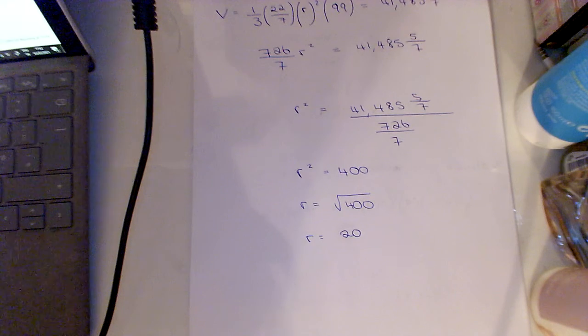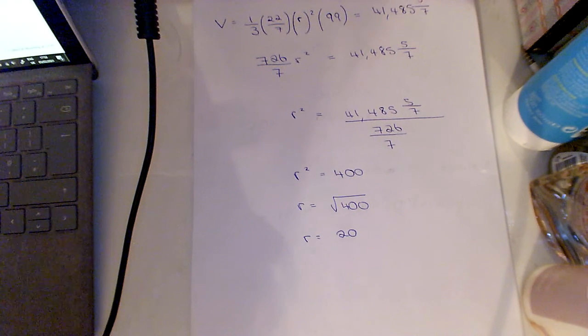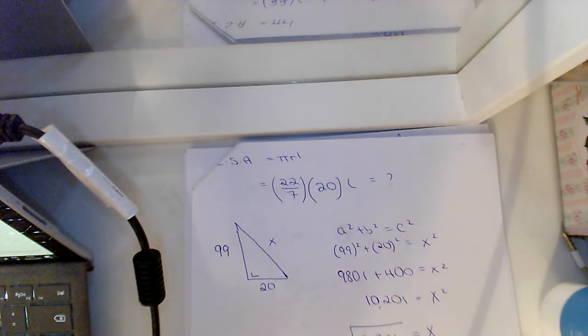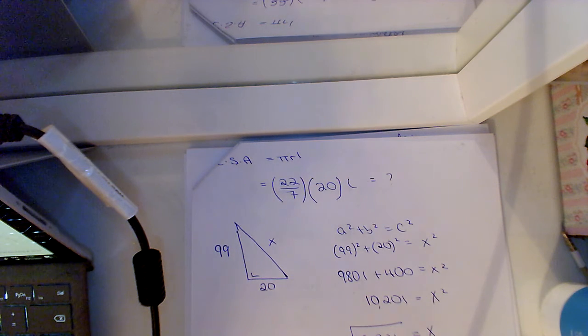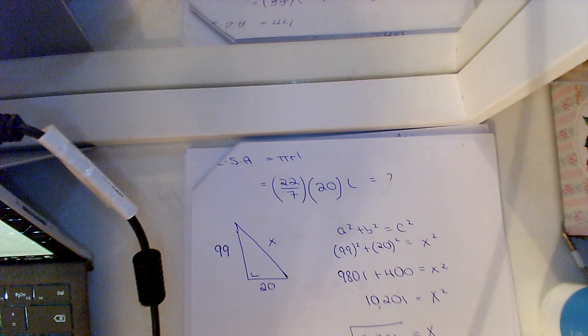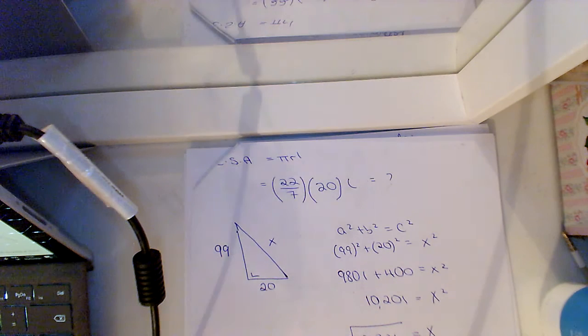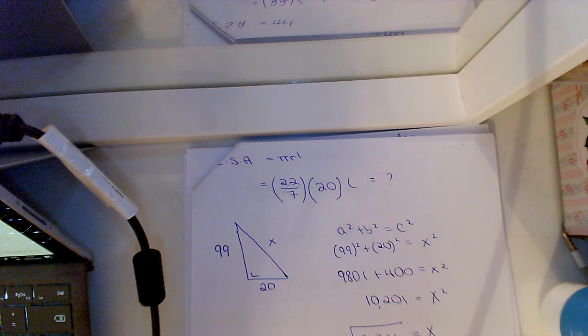Okay, so curved surface area is equal to pi r L. So pi is 22/7, my radius is 20, my L I don't know. So I need to go off and find my slant height first. I know my radius and I know my perpendicular height. So I draw out my right angle triangle like so, and I have a squared plus b squared is equal to c squared. So I have 99 squared plus 20 squared is equal to x squared.